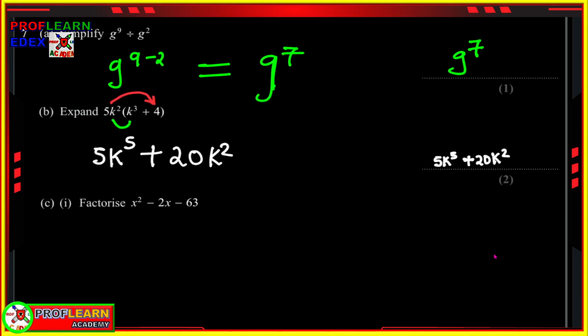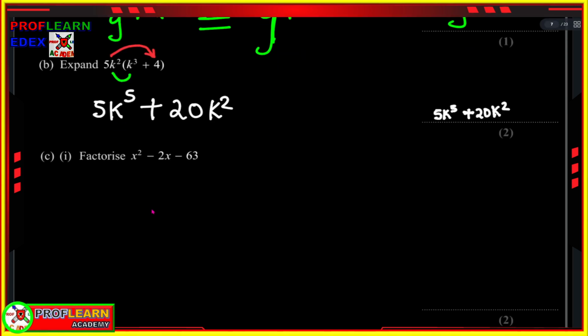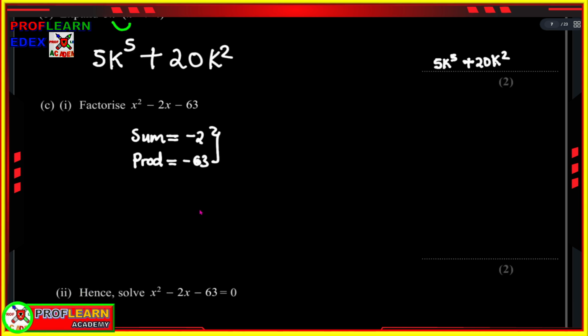Now, factorize this. Of course, we are going to find two numbers whose sum is equal to -2, and the product of those two numbers is -63. Which numbers are those? Whose sum is -2 and the product is -63. Can you write in the comment section which numbers are those?